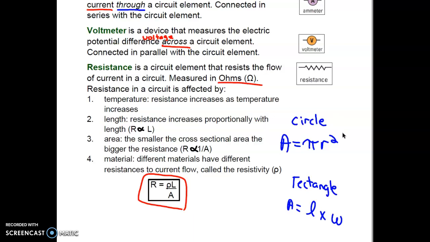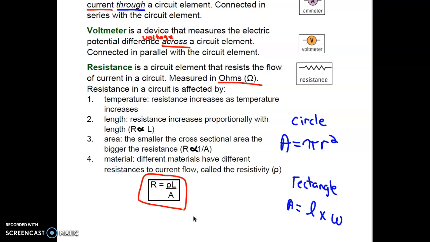On the side here, we have just a reminder of the formulas to calculate area for a circle and a rectangle. Also remember radius is the diameter divided by 2. And then we have the fourth one, which is material. So different materials have different resistances to current flow, called resistivity. And that's noted as rho, the Greek symbol rho. It looks like a P.